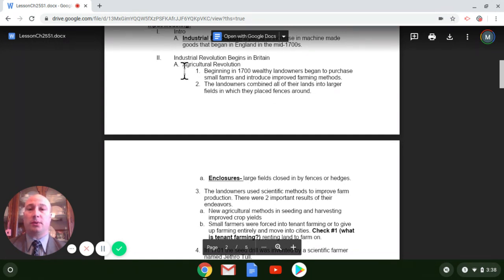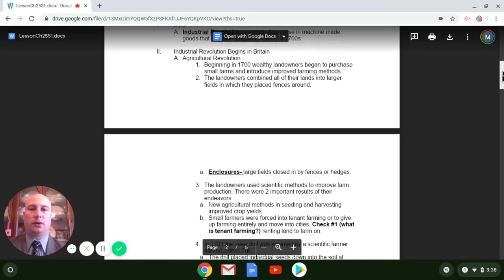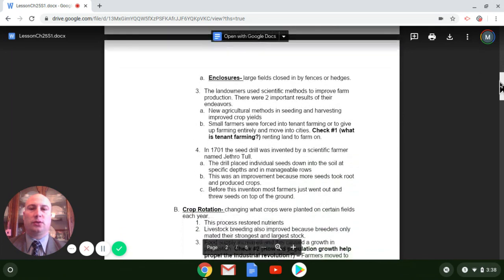Beginning in 1700, wealthy landowners began to purchase small farms, and they also started to introduce improved farming methods. Most of these farming methods were based off of scientific studies that came out of the Enlightenment period. Point number 2 is that landowners combined all of their lands together into larger fields, which they then placed fences around to both mark their territory and keep animals out. These were known as enclosures. There's a key term right there.